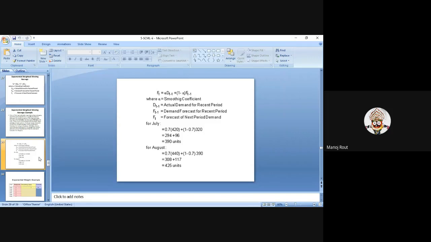By using this 390 units as per the formula, that is Ft-1 for the recent period, whenever you forecast for the month of August, that is alpha into the actual demand in the recent period, 420, plus 1 minus alpha into 390, the demand forecast for the recent period. If you calculate that one, the answer is 425 units. So going to the next one.